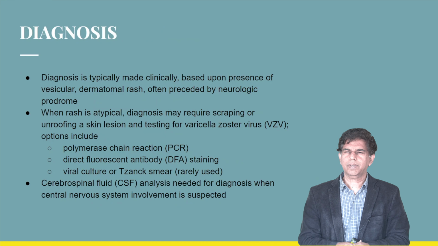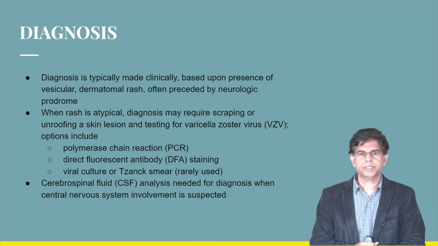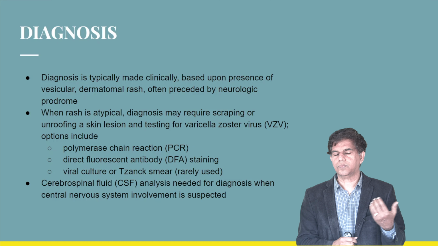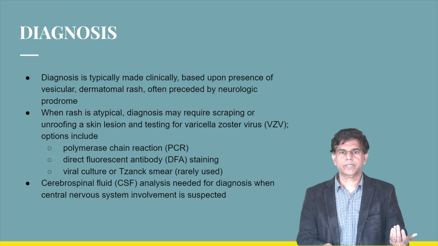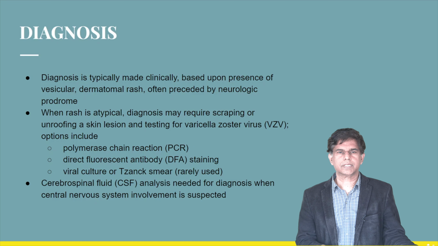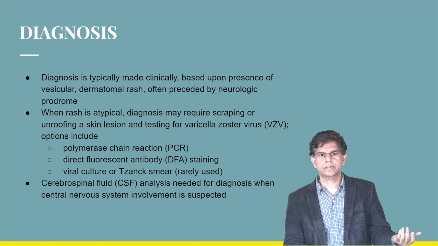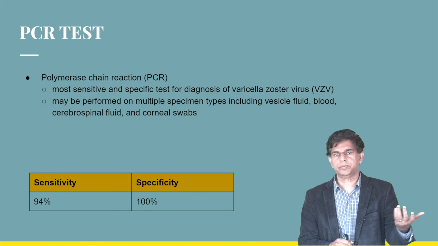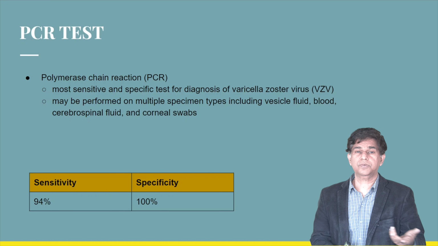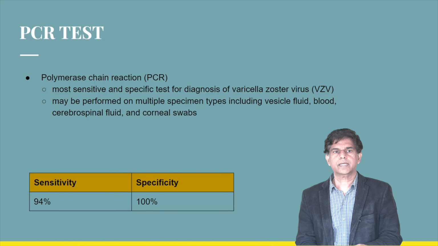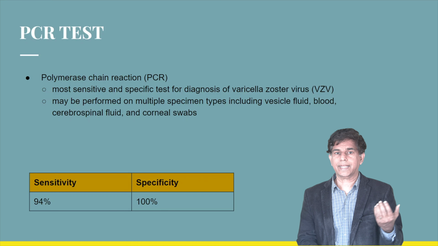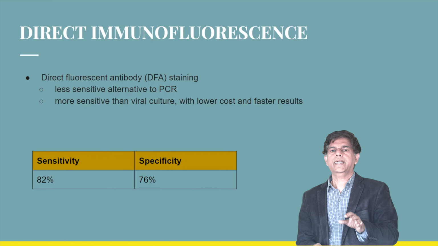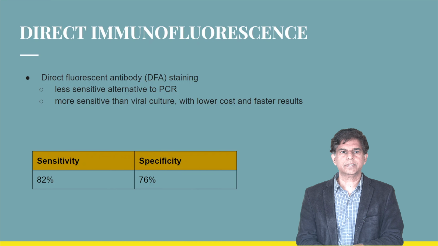For diagnosis, everything is mainly a clinical diagnosis, but if you want to confirm, you can do PCR, direct fluorescent antibody testing, or viral culture. CSF analysis is also needed when there's CNS involvement. Let's look at all the tests. The first one, the PCR test, polymerase chain reaction, has very good sensitivity and specificity, 94 to 100%. The next test is direct immunofluorescence, with good sensitivity of 82% and specificity of 76%.